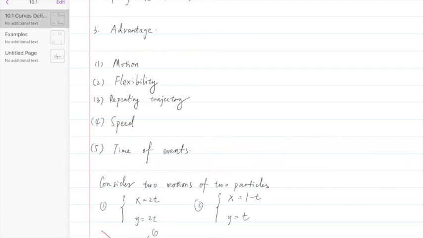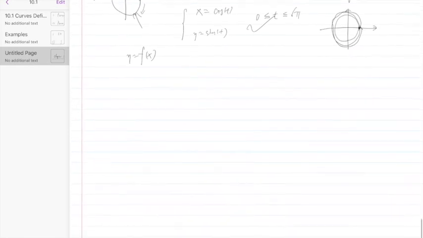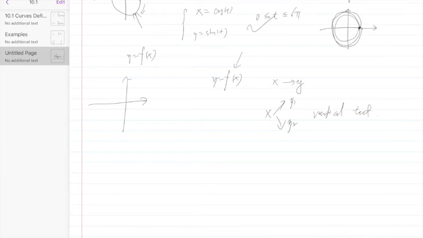The concept of speed is kind of related to the motion, okay? And the third thing is really interesting. That is the time of events. What do you mean by time of events? Well, let's think about this. If you do y equals f(x), do you remember in order for this one to be a function, we have a very strong restriction, that is 1 x goes to 1 y. You cannot have 1 x go to multiple y. Otherwise, you violate the vertical line test. You're not a function.